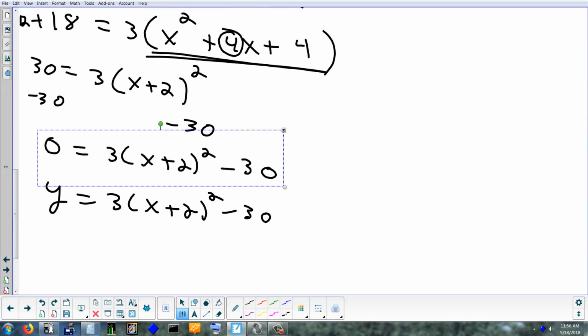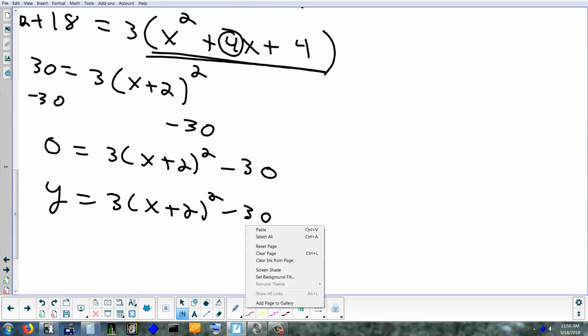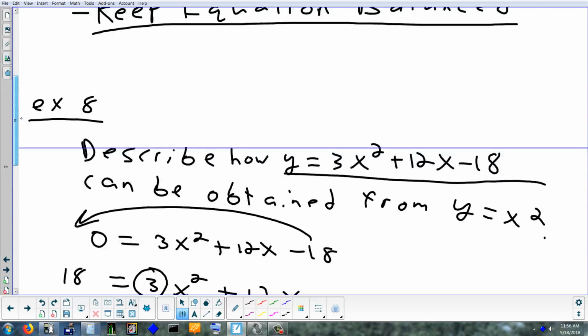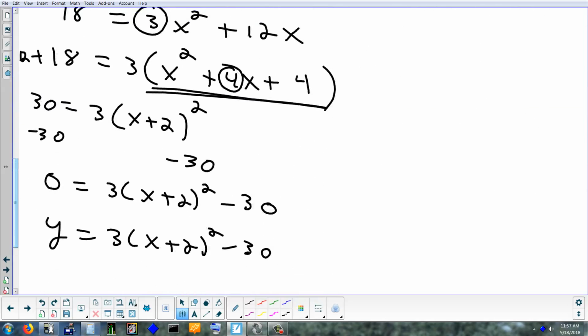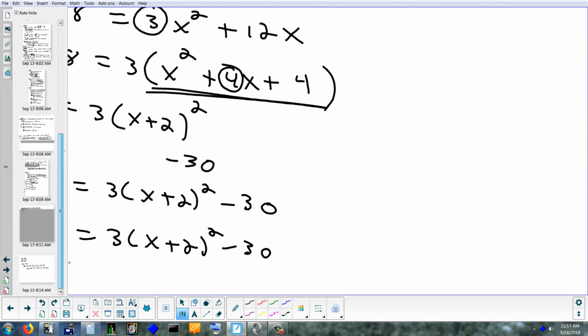Okay, so when you have to complete the square, it is a little bit of extra work. But now I can see, all right, I've shifted. You can write these down if you want. I'm not going to write them. I've shifted left 2, vertical stretch by a factor of 3, down 30. Can't tell that at all from the original problem. And we can practice tomorrow with the homework. We can practice another completing the square if we need to. Any questions on that?